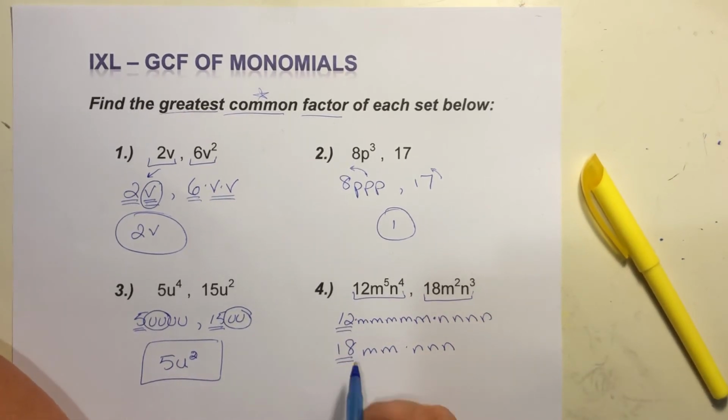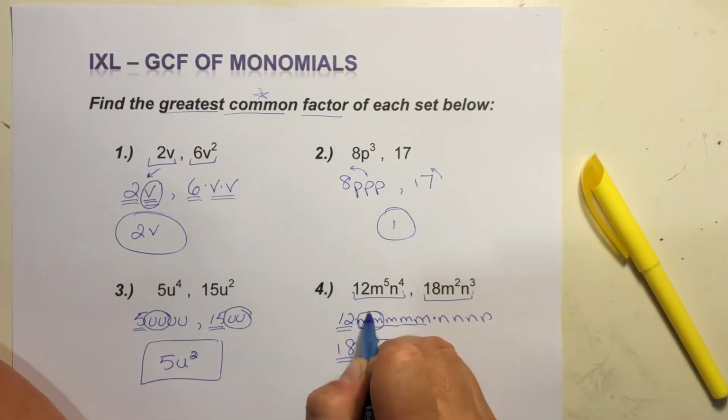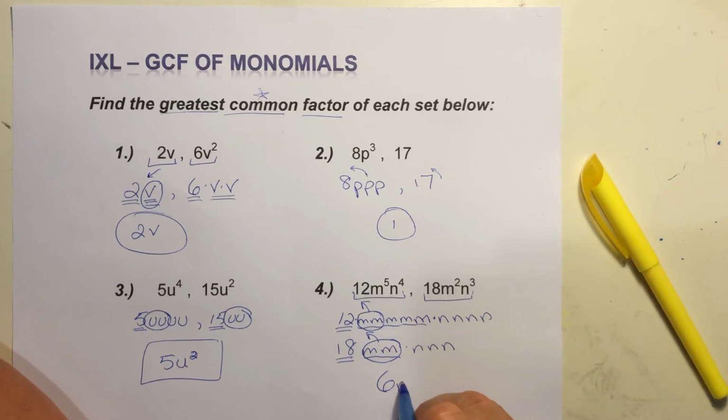So now, here we go. Again, what is the highest number that I could divide into 12 and 18? Yes, I could divide 1 into both. I could divide 2 into both. I could divide 3 into both. But the greatest number that I could divide into 12 and 18 is going to be 6. Next, I want to look at my m's. This has 5 m's. This has 2 m's. The most m's I can divide out of both would be 2. So I'm going to write that down as m squared.